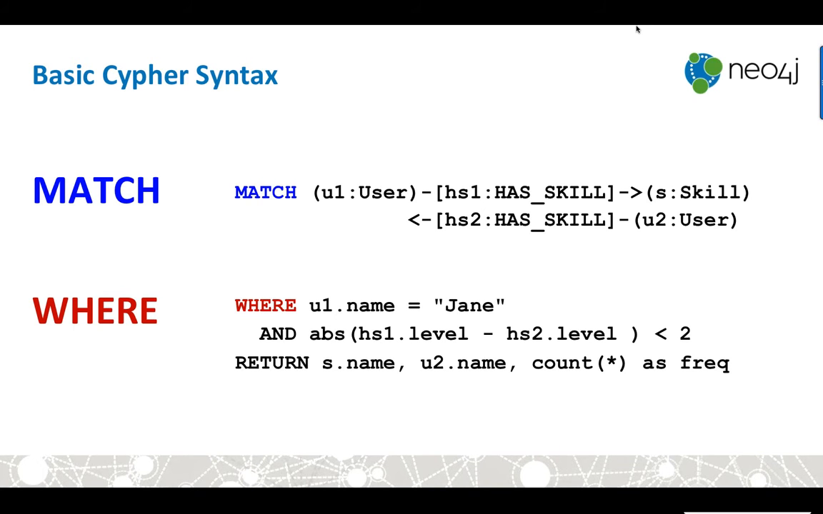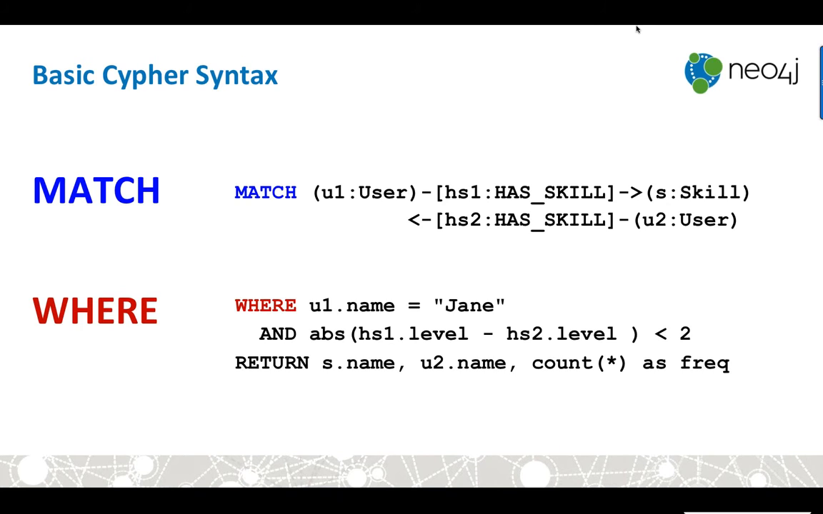So we're saying, find me a user who has a skill, S, and then find me a second user who also has that skill. And that's our match clause. It's really just trying to find a pattern in the graph. It's specifying what the pattern is that we're looking for in the graph. And then the where clause really anchors that pattern.